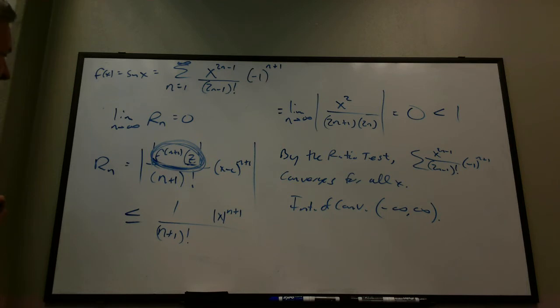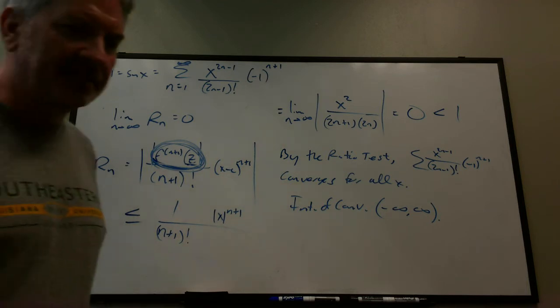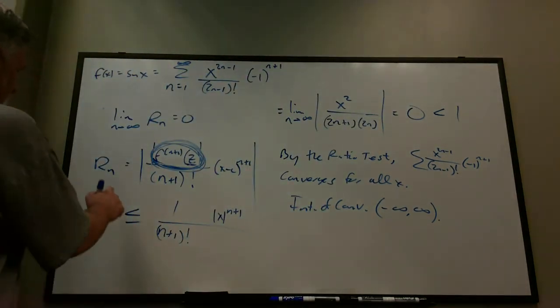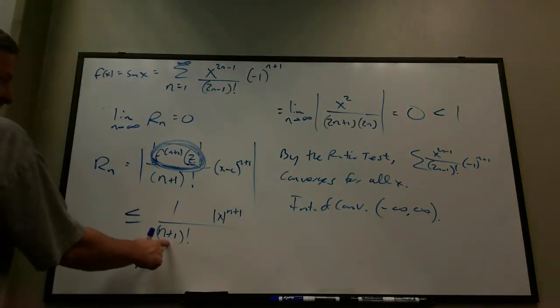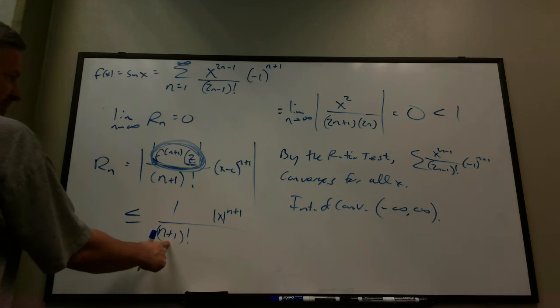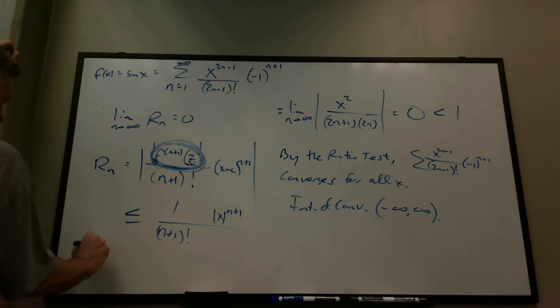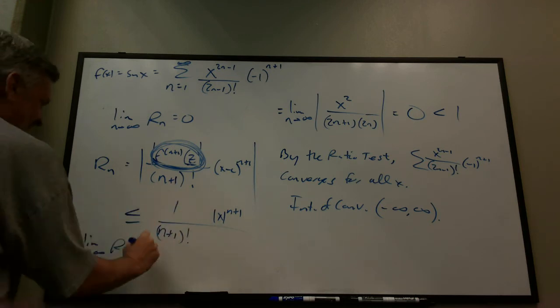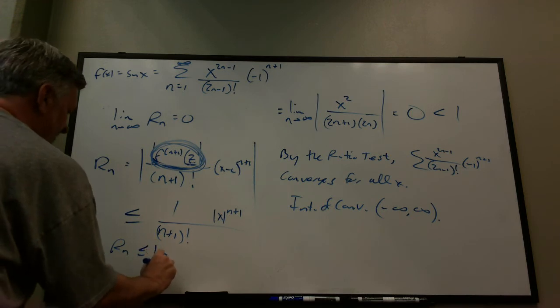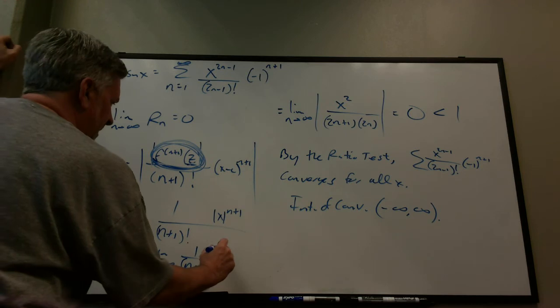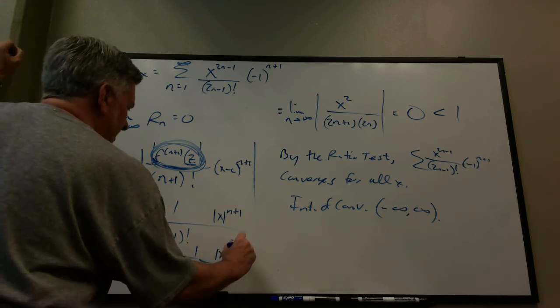And now when n goes to infinity, the limit of this is 0. And therefore the limit as n goes to infinity of Rn is going to be less than or equal to that limit of the absolute value of x to the n plus 1 over n plus 1 factorial.